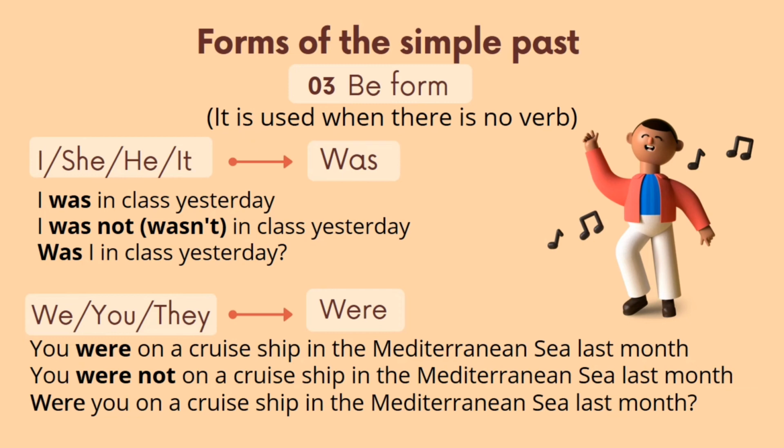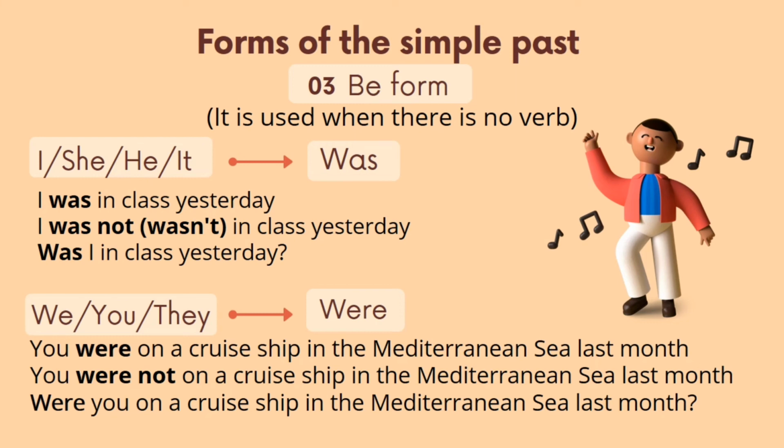For the negative statement, you just simply add not after was. So it becomes I was not, or I wasn't in class yesterday. And for the question statement, just put the word was in the beginning of the sentence. So it becomes, was I in class yesterday? Remember, the be form was is the past form for the subject I, she, he, and it. For the subject we, you, and they, the past form of be is were.